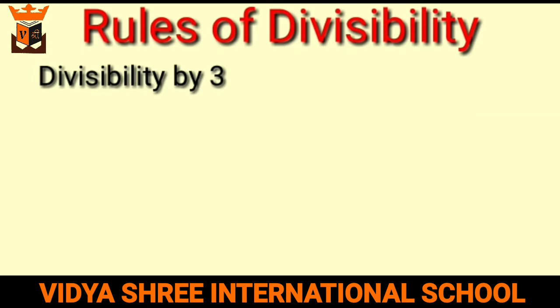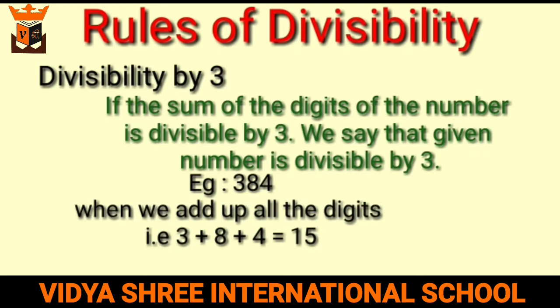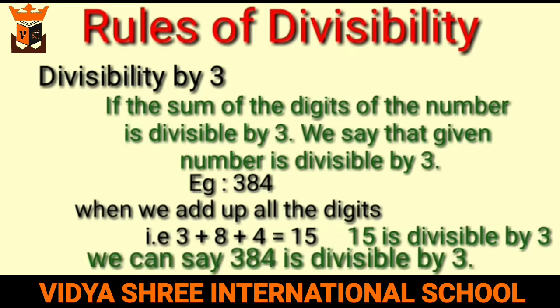Next rule is divisibility by 3. If the sum of the digits of the number is divisible by 3, we say that the given number is divisible by 3. For example, 384. When we add up all the digits, that is 3 plus 8 plus 4, we get the sum as 15, and we know that 15 is divisible by 3. So we can say 384 is divisible by 3.